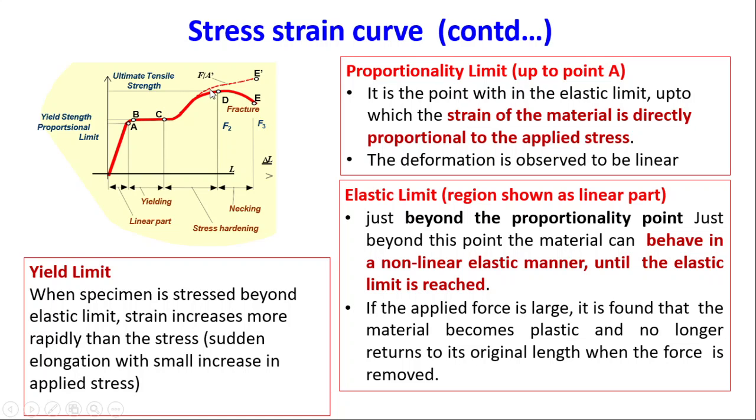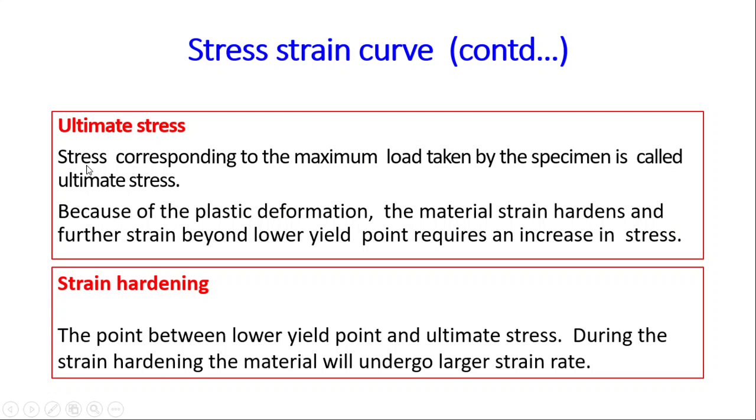After that, a neck forms, and finally the specimen fails beyond this point D. The ultimate stress is the stress corresponding to the maximum load taken by the specimen, and strain hardening is the region between the lower yield point and the ultimate stress. During this strain hardening, the material will undergo larger deformation. That is, more strain was observed during the strain hardened region.